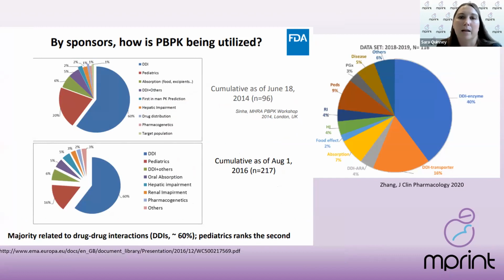PBPK is recognized by regulatory agencies and, as shown here, is commonly used in drug labeling and development. This shows 3 different data sets. The first is up to 2014, the bottom here is up to 2016, and then on the right, a data set that was collected from 2018 and 2019. And you can see that while the majority of PBPK is still being utilized for drug-drug interactions with enzymes or transporters, a significant portion is also being used to look at pediatric drug development or other areas as well.